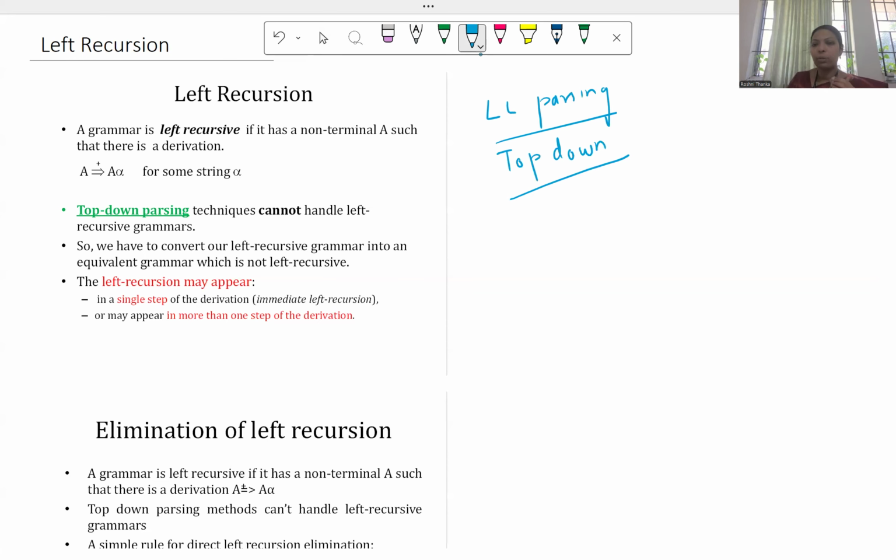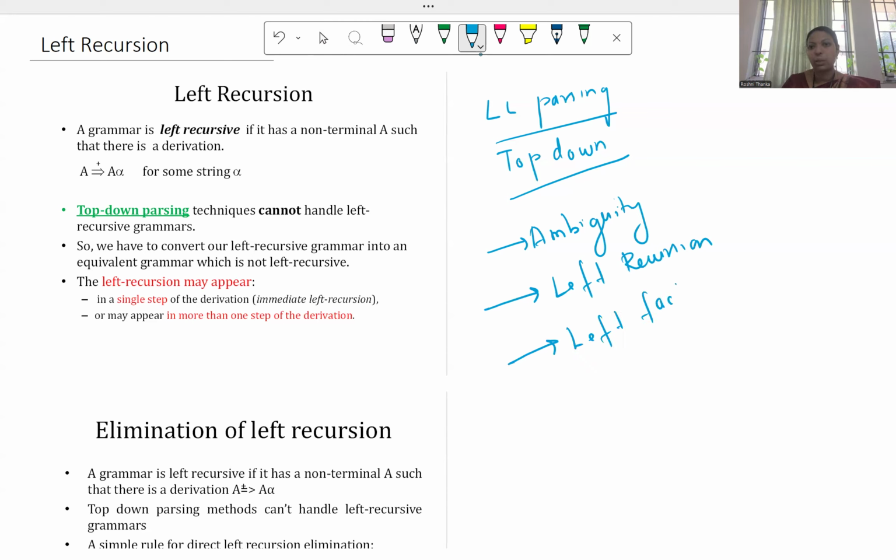If I want to do parsing in this method, the given context-free grammar should be free from ambiguity. How to check whether the given grammar has ambiguity and how to eliminate it, we have already discussed in the previous video, so please go through it. The given context-free grammar should not have left recursion. The other one is that left factoring should also not be there in the context-free grammar. Then only I can do the parsing.